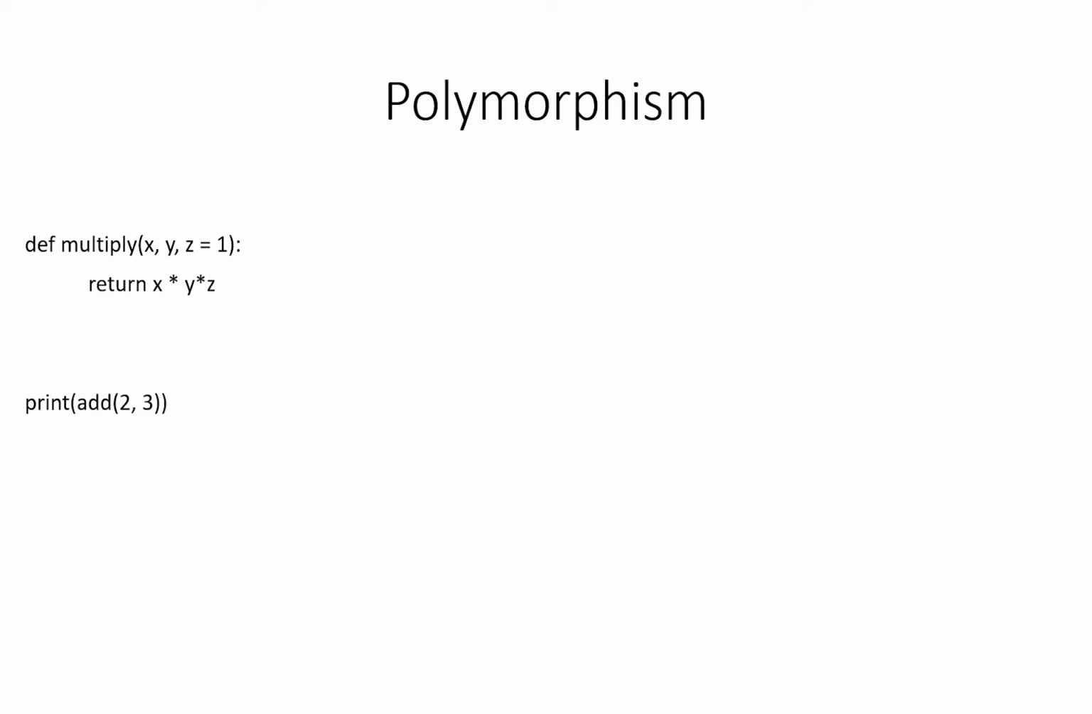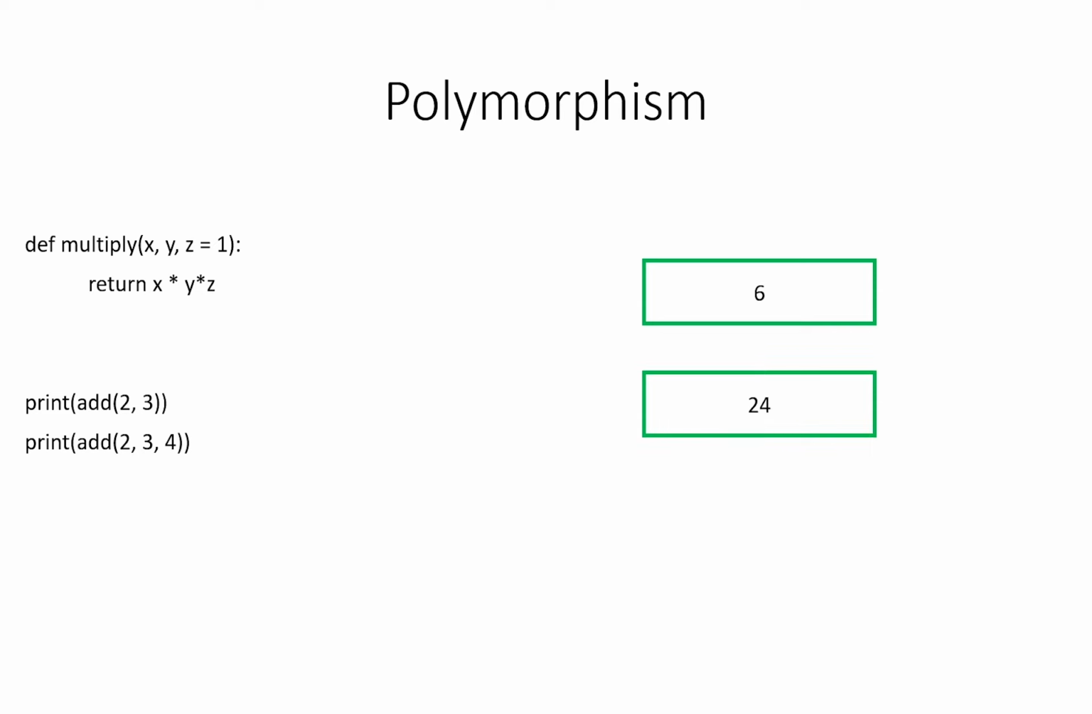So in this case it will simply multiply 2 into 3, 6, and multiply 1. So definitely we will get the output 6. And what if we give these parameters 2, 3, and 4? So z will be overridden here, and z will change its value from 1 to 4. So it will multiply x into y into z and we will get 24. So this is polymorphism, the same function name but serving different purposes.